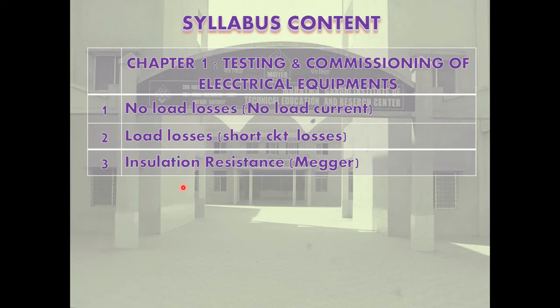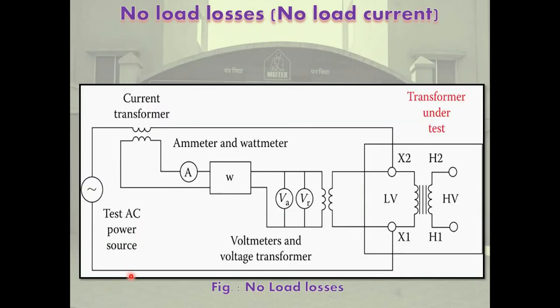First, today's topics are no load losses or no load current, load losses or short circuit losses, and insulation resistance. First of all, no load losses or no load current. In exams: explain the significance of the no load losses or short circuit losses of power transformer, the method of short circuit test or no load test.